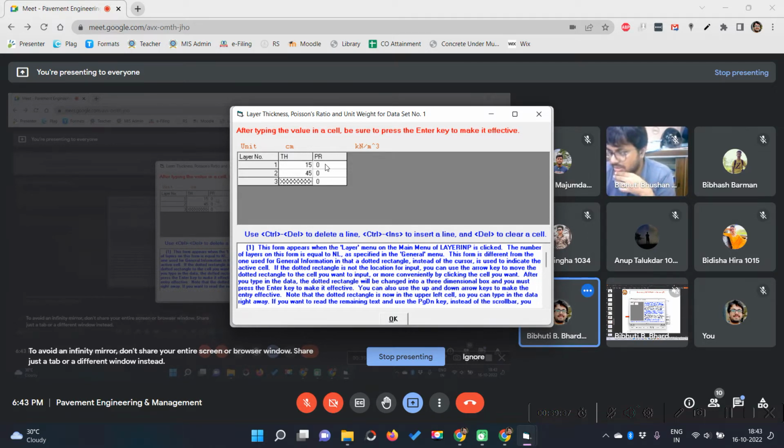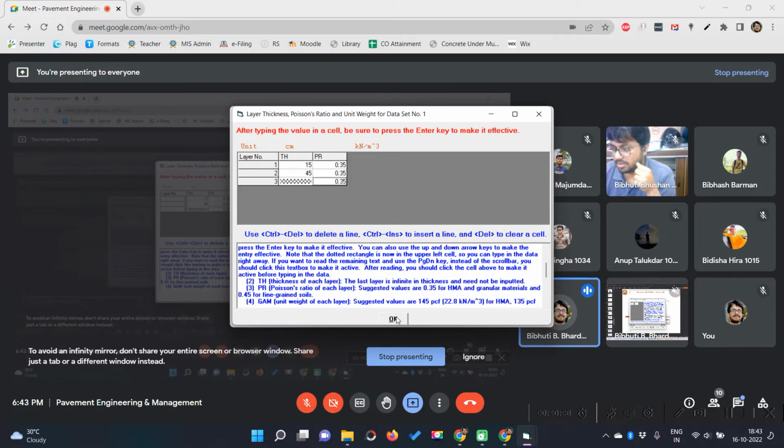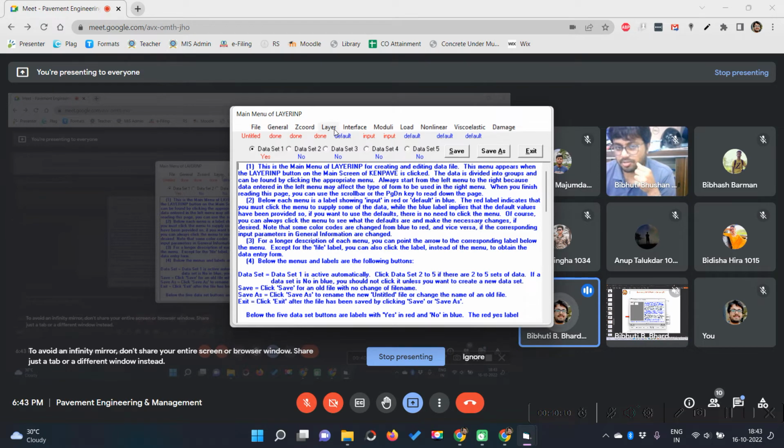Okay, PR is Poisson's ratio. So how much? What are the values of Poisson's ratio? 0.35, sir. So both are 0.35. And the last one is 0.30. No, this is also 0.35. Okay, so all are 0.35. Now click on OK. Just click on OK. Now you will again go back to the main screen.